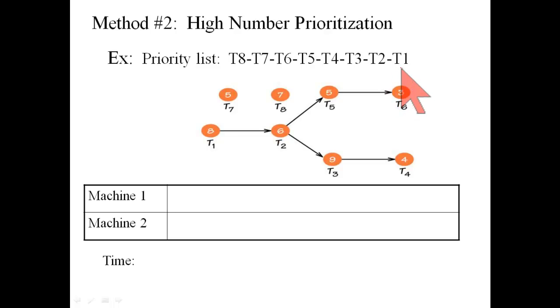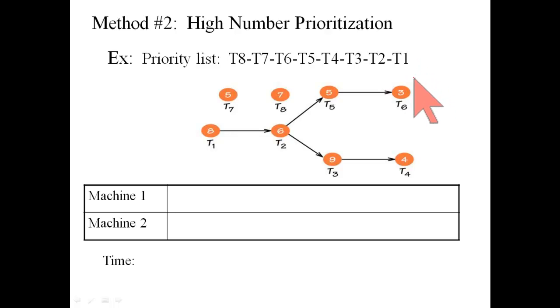Here's another possible priority list. Suppose somebody tells us to use this priority list instead, where the tasks are prioritized in decreasing task number. Or perhaps we just choose this. The previous task schedule might have been more or less arbitrarily chosen, and this one might have as well. Same order requirement diagram, different priority list. Let's see what happens to the schedule in this case.